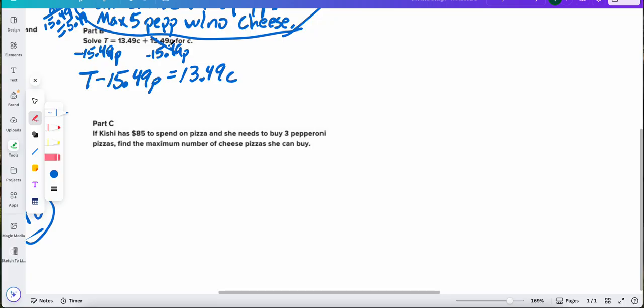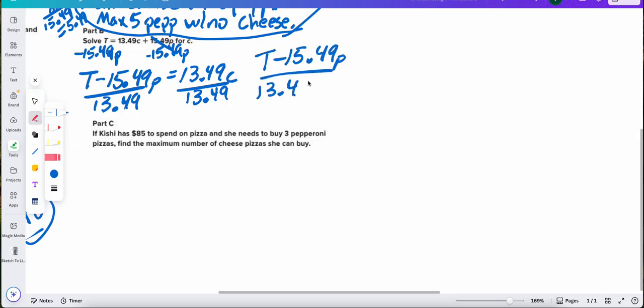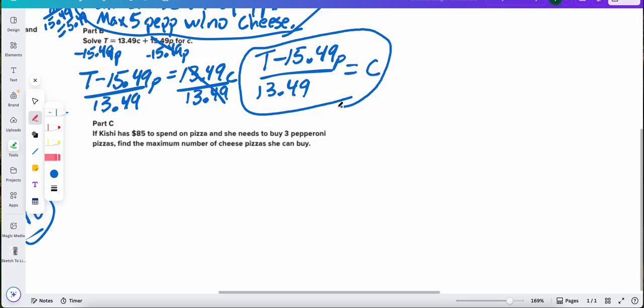Between the 13.49 and c is multiplication. So to undo multiplication, we would do division. So I would divide both sides by that. When we do that, we would have t minus 15.49p over 13.49, and that would equal our c because those 13.49s canceled. So right there is my solution for C.